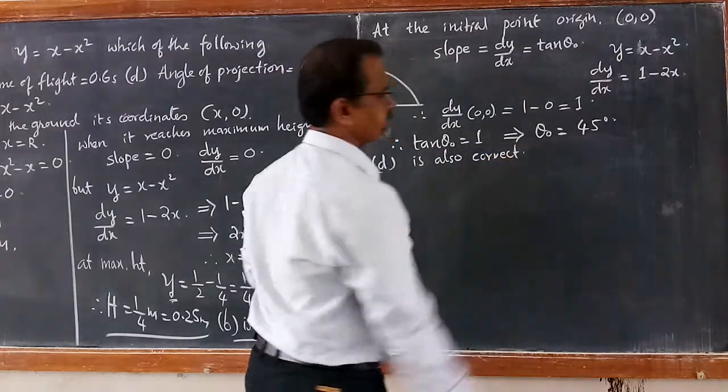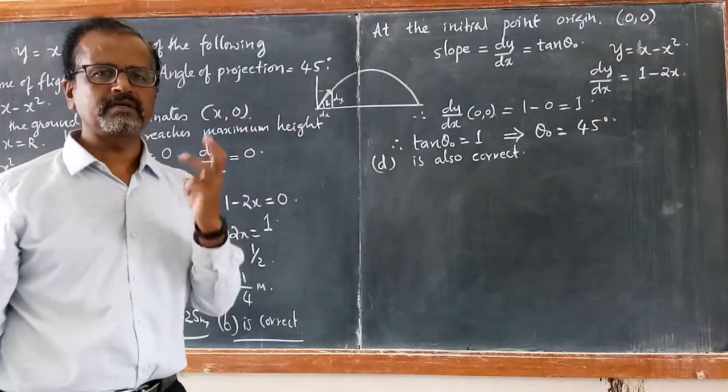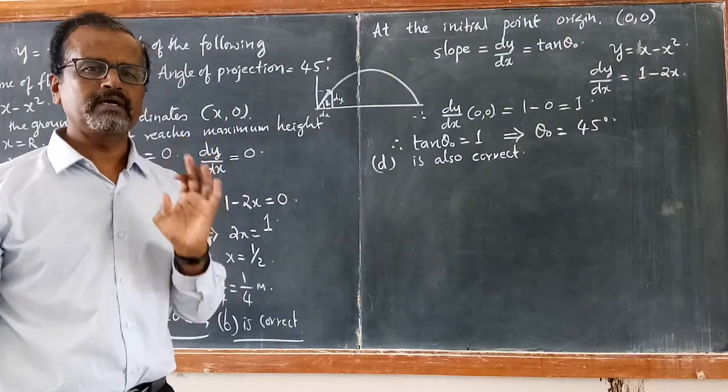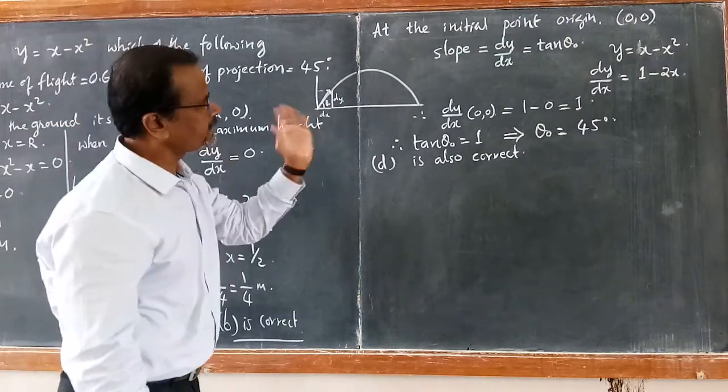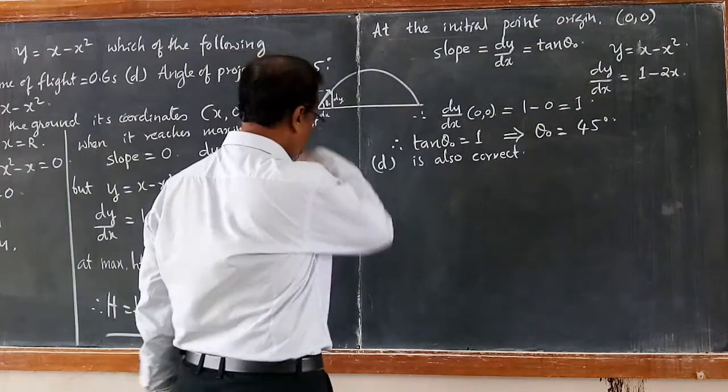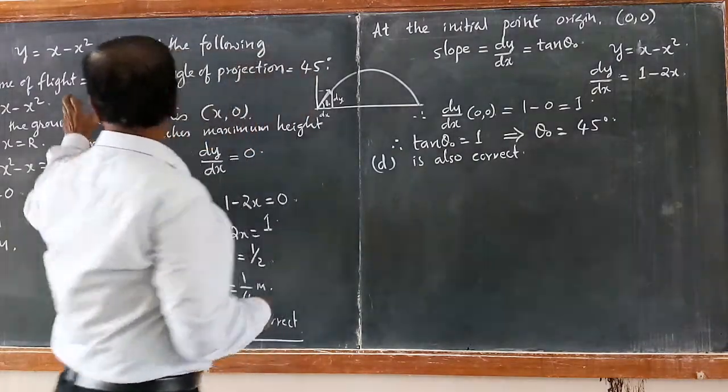So if you get three answers correct, the fourth leftover answer must be incorrect. Let us solve that also using this second method, that is for time of flight.